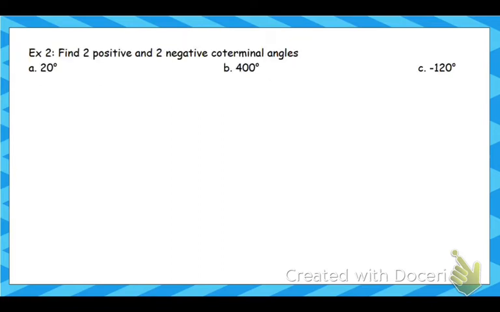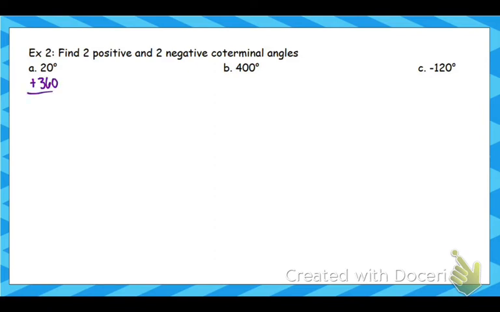So those angles that we're finding are what's called coterminal angles. They end in the same place. The way that we can find some coterminal angles is we can add or subtract a full circle. So for example, 20 degrees has an infinite number of coterminal angles because I can add or subtract 360 as many times as I want to.